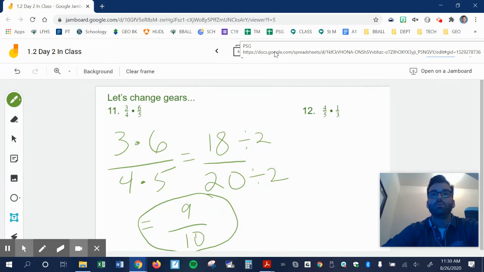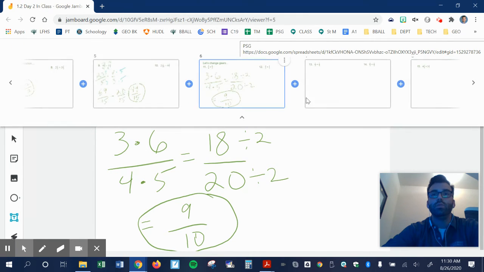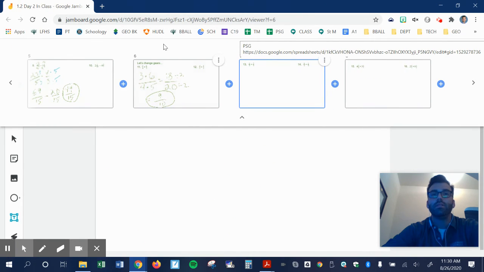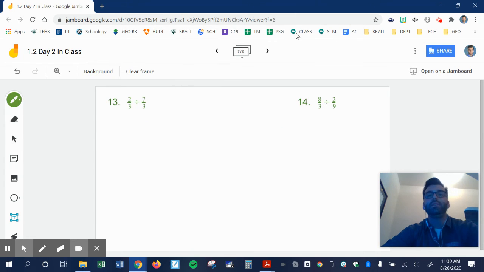Oh boy, trying to go to the next page. Will it let me? Let's just do that. Okay, that's interesting.